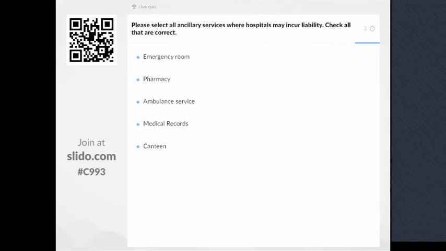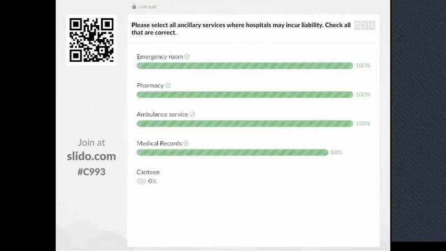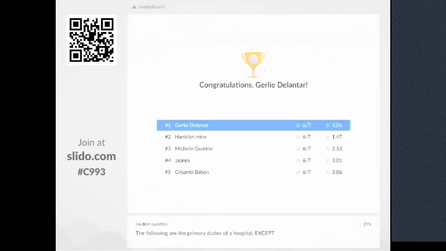So you can choose all that are correct. Okay. So yes, emergency room, pharmacy, ambulance service, and your medical records are all ancillary services, except for your canteen. Canteen is not an ancillary service of the hospital.